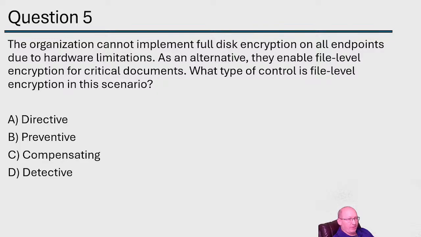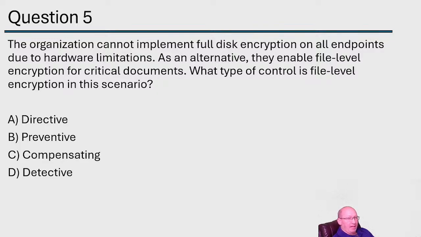All right, let's answer this one. An organization cannot implement full disk encryption on all endpoints due to hardware limitations. As an alternative, they enable file-level encryption for critical documents. What type of control is file-level encryption in this scenario? Is it directive? Are we being directed to do something? No, it's not directive. We don't see a direction. We don't see where a manager is coming in and telling us to do something. That would be a directive control.